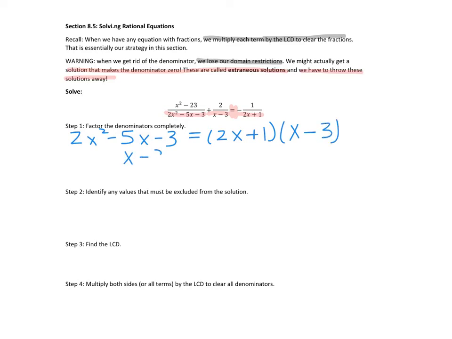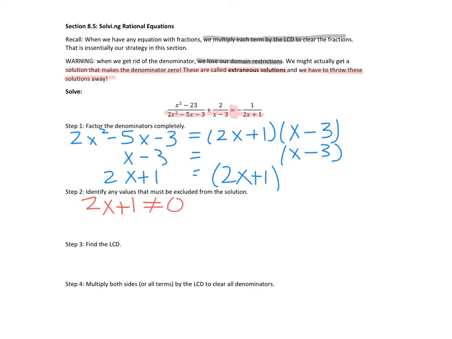Alright, and then the other two are actually already factored. There's nothing else we could do to them. They're prime. Okay, so it looks like we need a 2x plus 1 and we need an x minus 3. So our LCD is going to be that 2x plus 1 and that x minus 3. It also means, since it's in our denominator, 2x plus 1 is not allowed to be 0, and x minus 3 is not allowed to be 0.